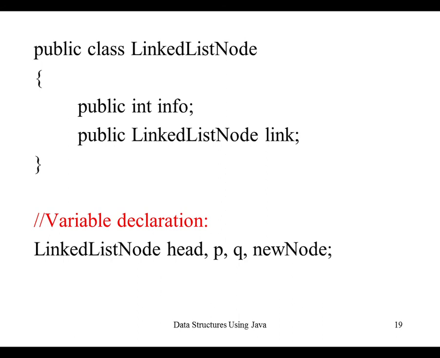This section discusses how to insert an item in and delete an item from a linked list. Consider the following definition of a node. As before, for simplicity, we assume that the info type is int. We have a public class LinkedListNode, public int info, and public LinkedListNode link. We will use the following variable declaration in which head, p, q, and newNode are reference variables of the LinkedListNode type.